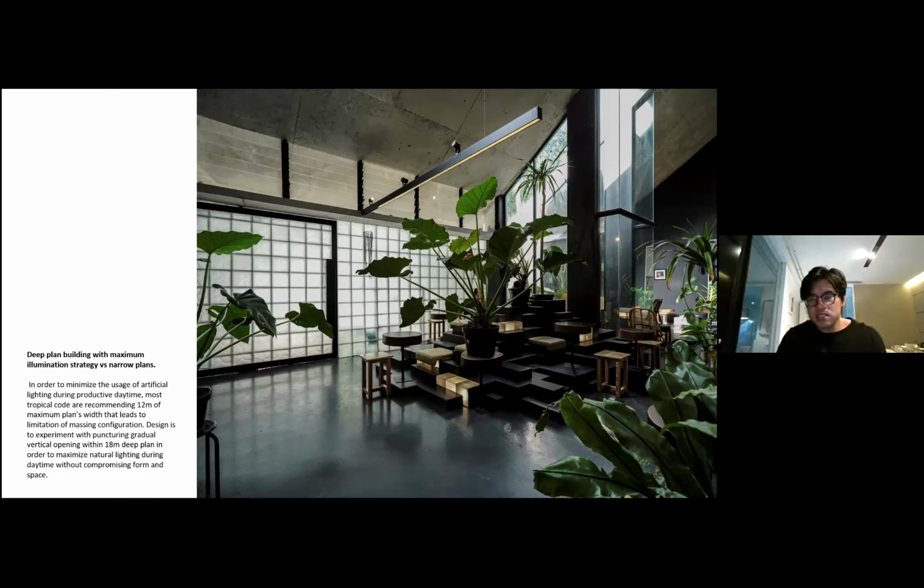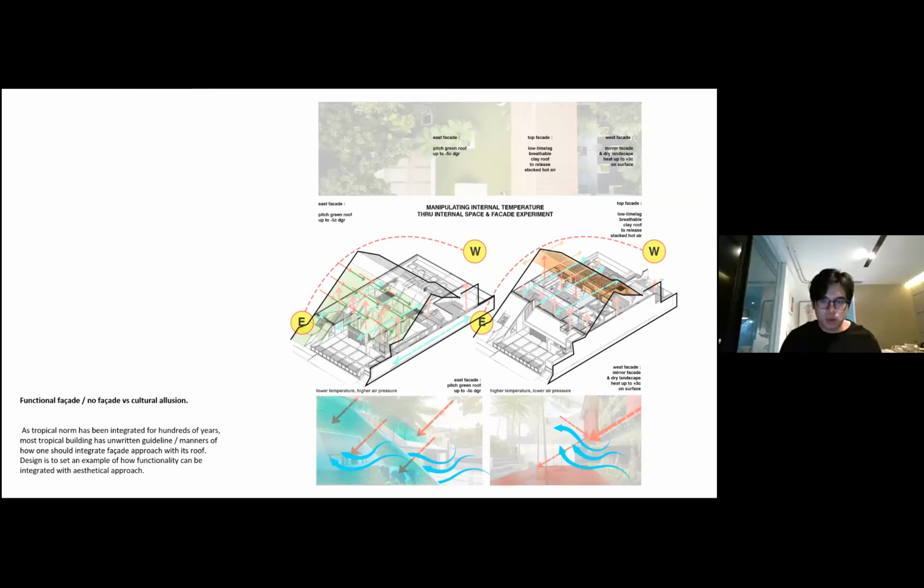That means we can still have a very deep plan facing east and west, but by using the right approach, we can also create a different experience. So it's not a black and white kind of approach. Everything is gray, and this prototype is trying to show them that you can do whatever you want. It doesn't have to be dogmatic, but you just have to know how to use it.